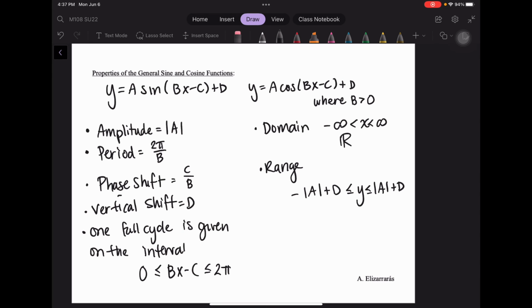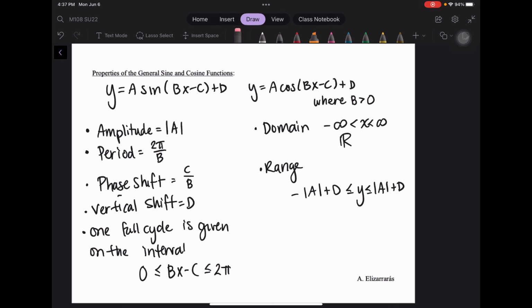Useful information here on the sine and cosine functions that help us create graphs for these. Our amplitude is the absolute value of a. The period is found by taking 2 pi over the b value, which is the value next to x. The phase shift is found by taking c over b. The vertical shift is given by d.